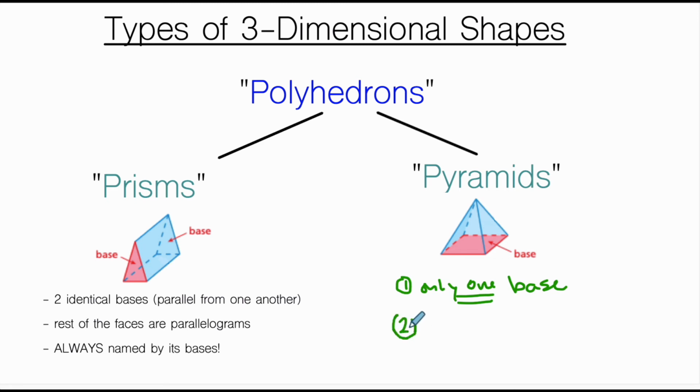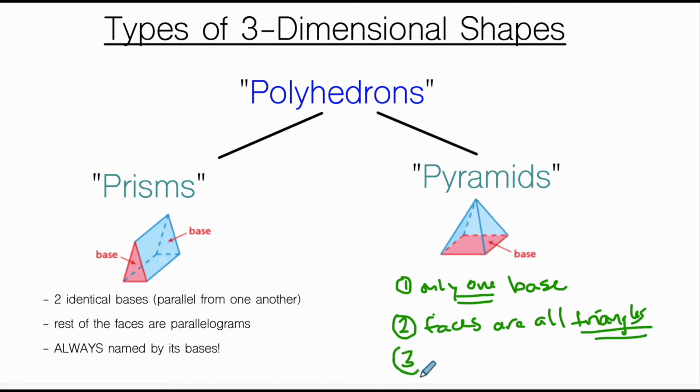And number 2, this is also super important. The rest of the faces are always triangles. So pyramids have triangular faces and then some sort of polygonal base.